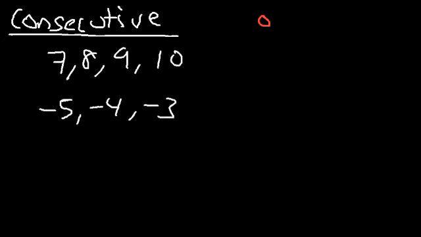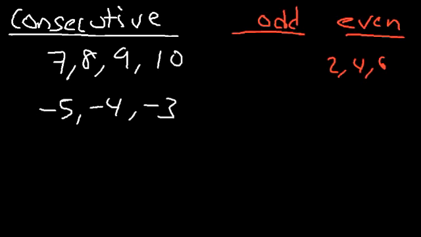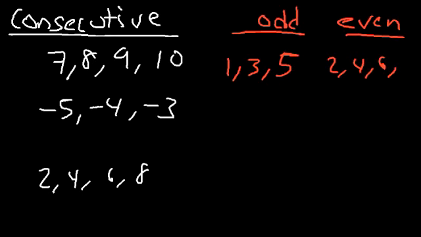And then you need to know odd numbers and even numbers. Even numbers are like 2, 4, 6, 8, and so forth. Odd numbers are like 1, 3, 5. Now, if you hear the word consecutive even integers, that would be like 2, 4, 6, 8, 10, and so forth. Those are consecutive even integers.